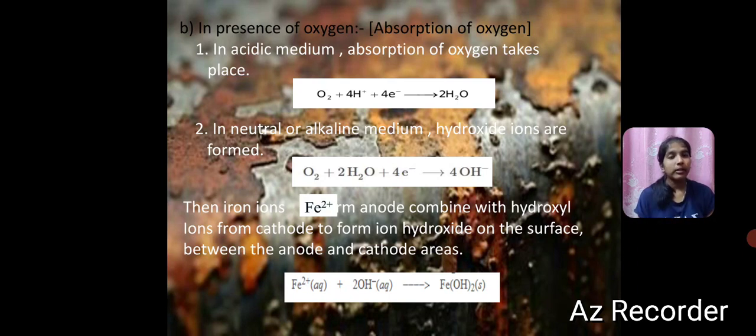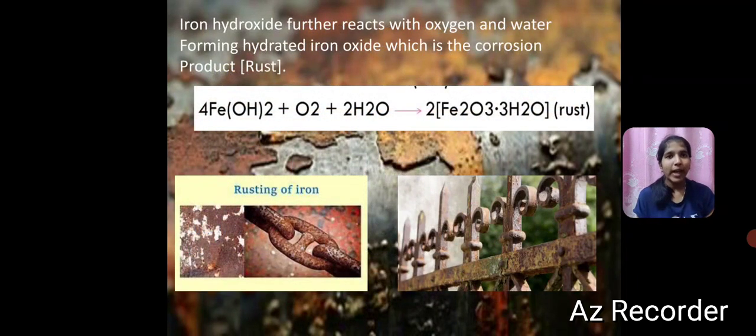The iron ion, that is Fe2+, formed at anode combines with hydroxyl ion from cathode to form a hydroxide on the surface between the anode and the cathode areas. Now, the byproduct of that reaction, the iron hydroxide, further reacts with oxygen and water, forming hydrated iron oxide, which is the corrosion product, that is rust. So here you can see in the equation, rust has the formula Fe2O3.3H2O, and this is a hydrated form.